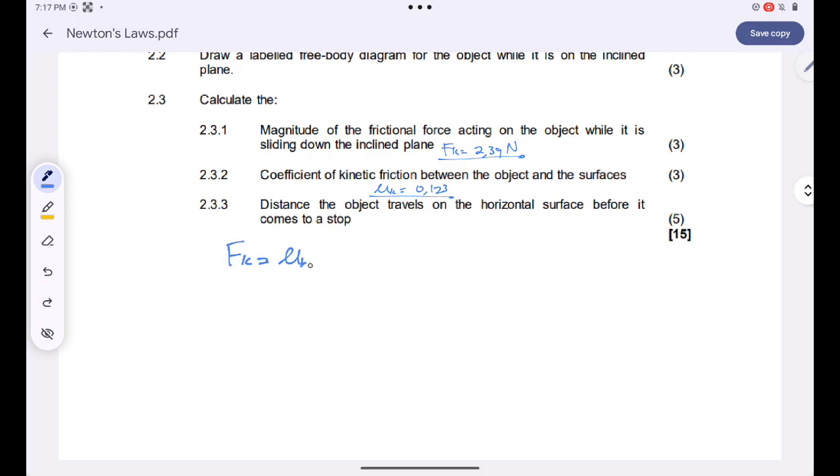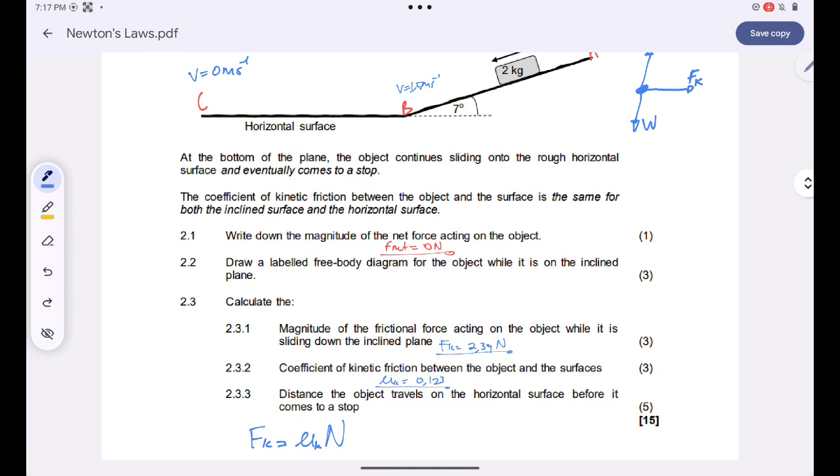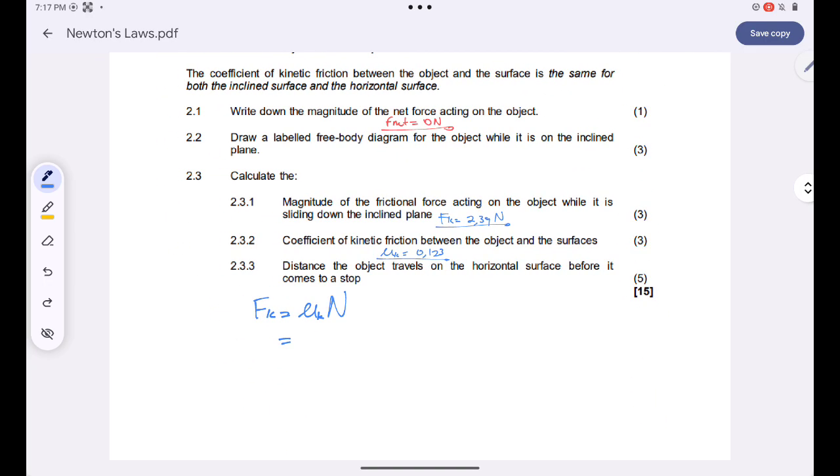Frictional force is mu k multiplied by the normal force. In this case, since this 2 kg block is on the horizontal surface, the normal force will be equal to the gravitational force. Are you together? So you can simply say 0.123 multiplied by the gravitational force, which is equal to the normal force. That's 2 multiplied by 9.8. What do we get? 0.123 times 2 times 9.8. You'll simply get 2.41 newtons. That's our frictional force, right?